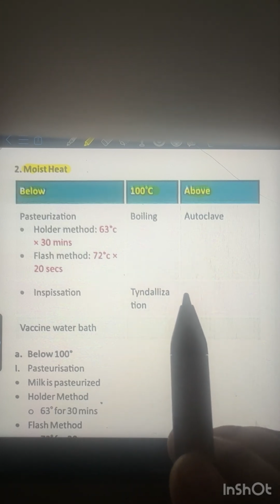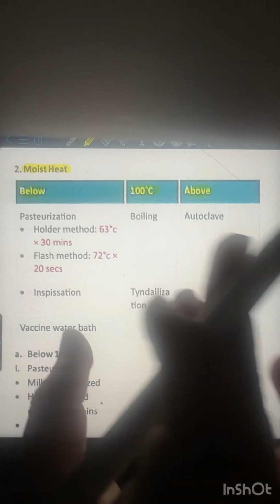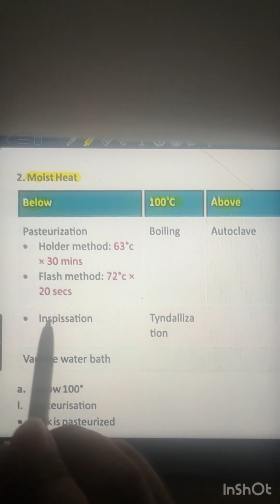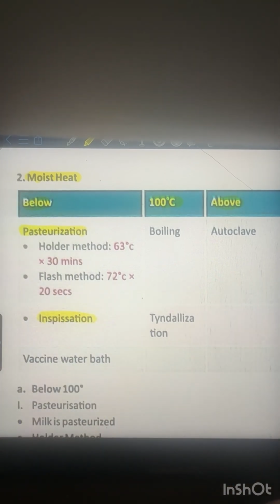So remember, IPL and BAT is how you learn this table. What is IPL and BAT? IPL and BAT, L will tell me low. How do I learn what is below 100 degrees? I and P. I means there is inspissation and P means there is pasteurization. So repeating once again, inspissation and pasteurization are below 100 degrees centigrade.